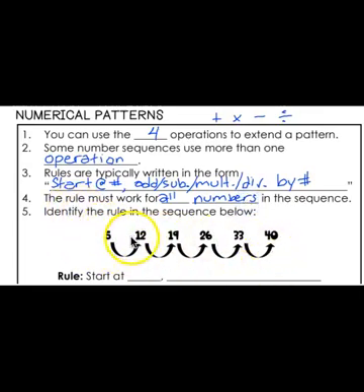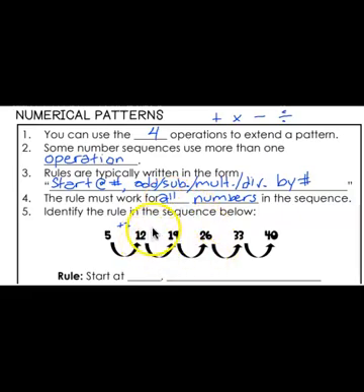Identify the rule in the sequence below. Well, let's see. How do I get from 5 to 12? Well, if I'm counting by fives or multiplying, I'm not going to get to 12, am I? Because 5 times 1 is 5. 5 times 2 would only be 10. So it must not be multiplying. What else could we do that will get me to 12? If I add 7, that works. But remember, it has to work for all numbers in the sequence.